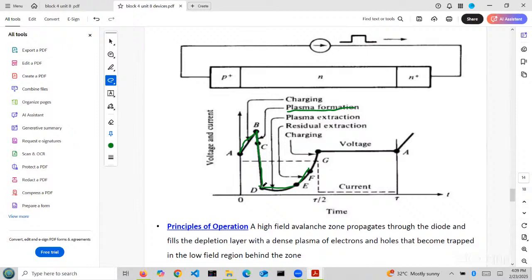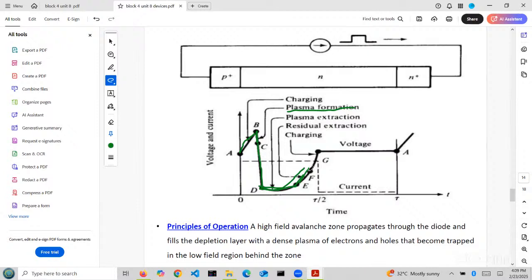What happening from D to E? D to E, plasma is extracting. What is the meaning of extracting here? Plasma is removed. Removing of plasma. Again, from E to F, if any small amount of plasma means discharging of capacitor is there, even that one also we are removing. From which point to which point? E to F. Overall, D to F, we are removing the plasma. That is called extraction of plasma.